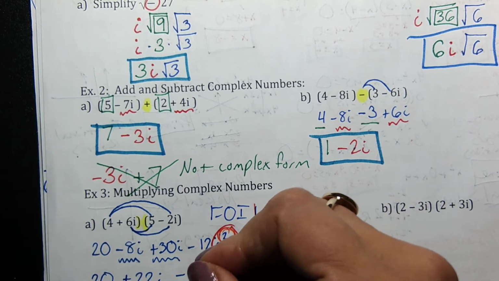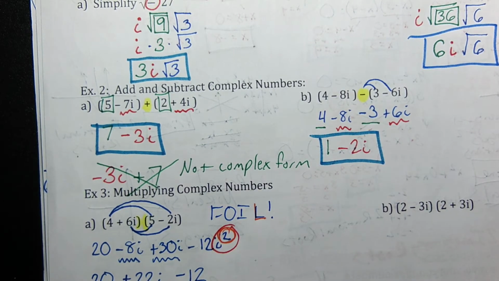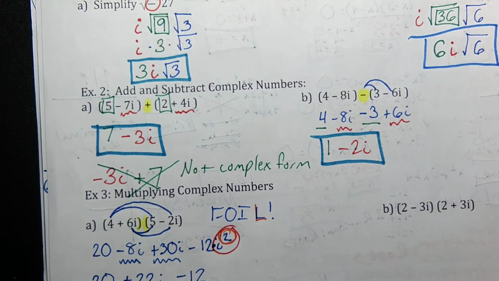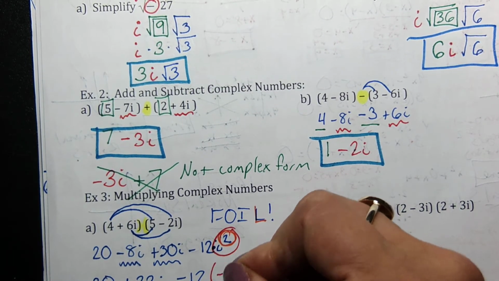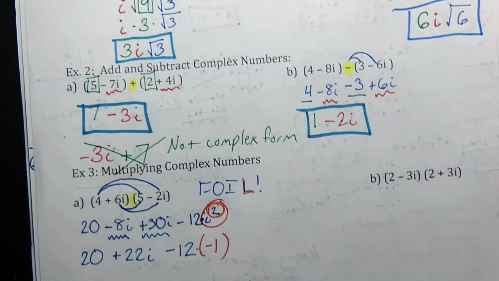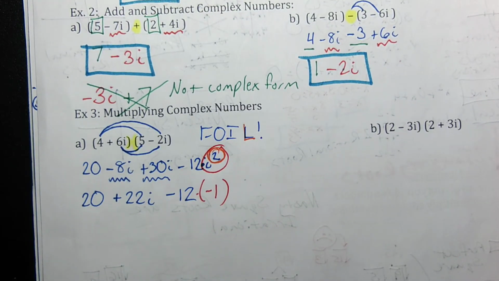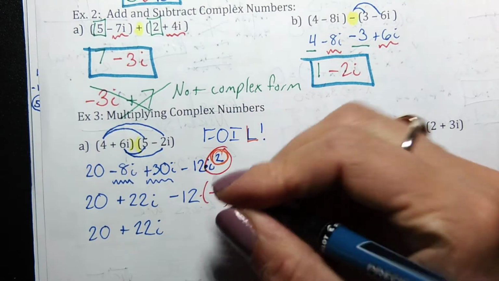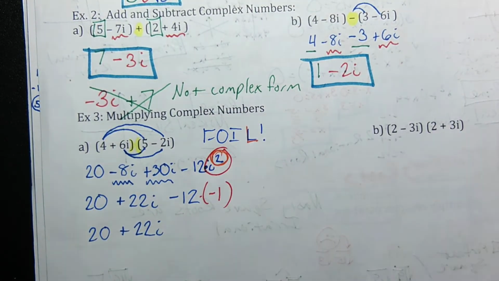Negative 1. Now, is it negative 12 minus 1 or negative 12 times negative 1? Times negative 1. There's implied multiplication going on here. So usually I draw it in parentheses. That way I know to carry out the multiplication. So then 20 plus 22i. What's negative 12 times negative 1?